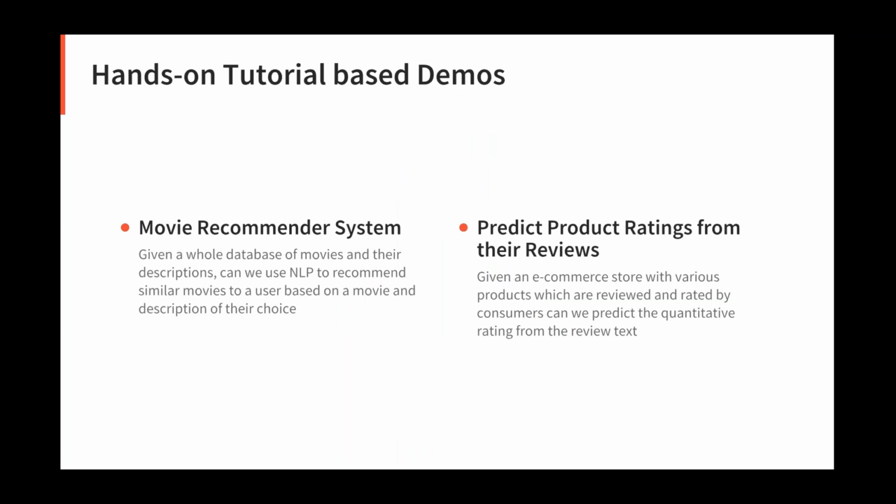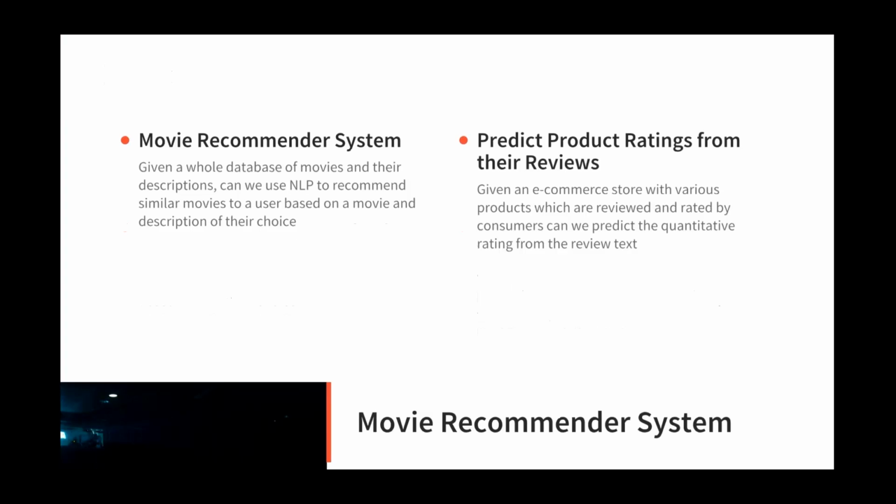So we'll briefly go through 2 demos and then close it up with some industry use cases. So one is a movie recommender system. Given a whole database of movies and their descriptions, can we use natural language processing to recommend similar movies to users based on the movie and a description of their choice? And the second one is, given an e-commerce store with various products for which people have written reviews, can you predict the potential rating they have given for that product?